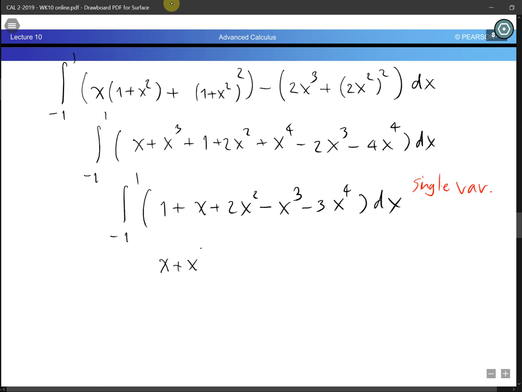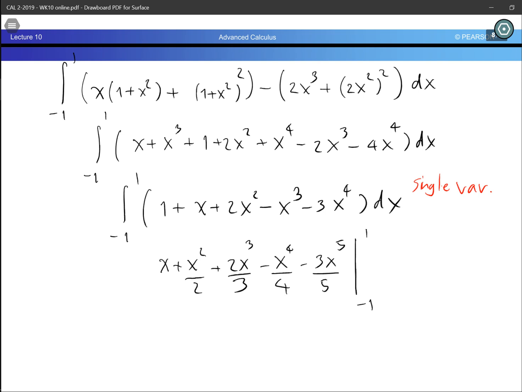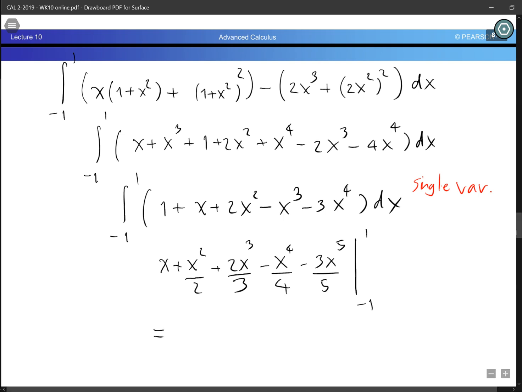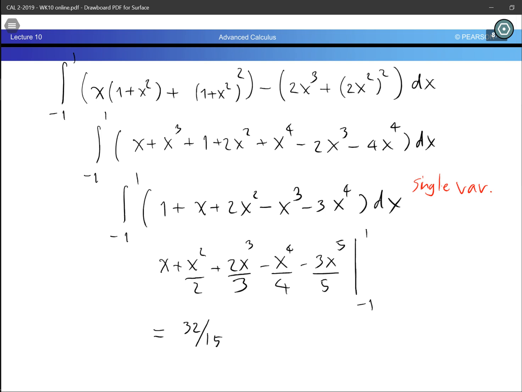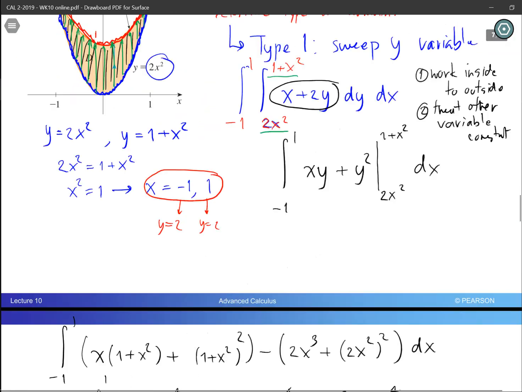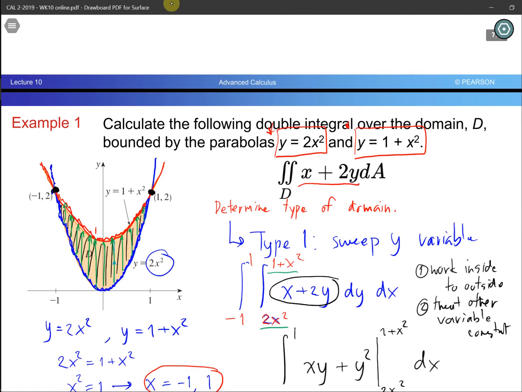Integrate x becomes x squared over 2. This becomes x cubed over 3. This becomes x to the fourth over 4. This becomes x to the fifth over 5, and evaluate it from minus 1 to 1. I'm not going to put the numbers in here. I'm going to use a calculator, and this comes out to be 32 over 15. Alright, so this is how it's supposed to be done, and keep in mind that this is for type 1.